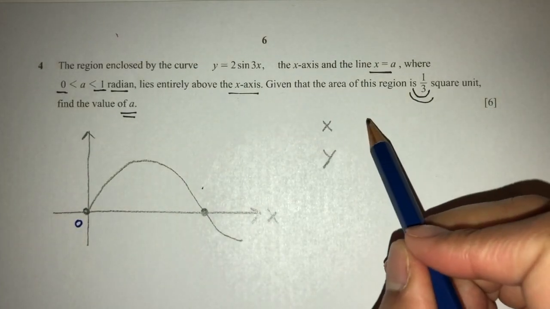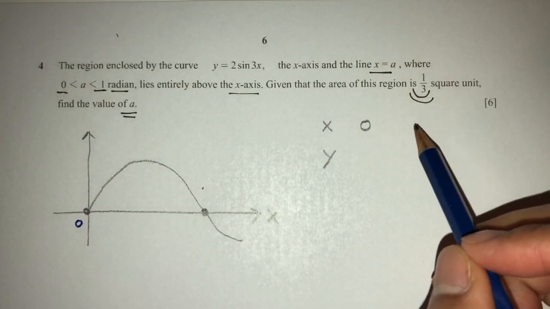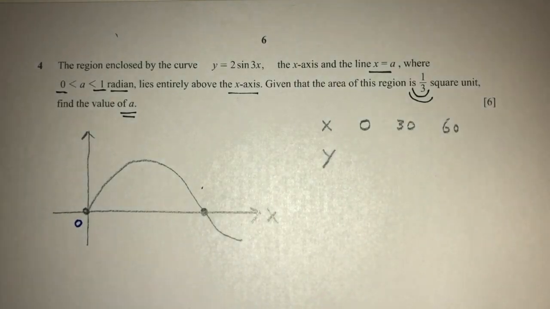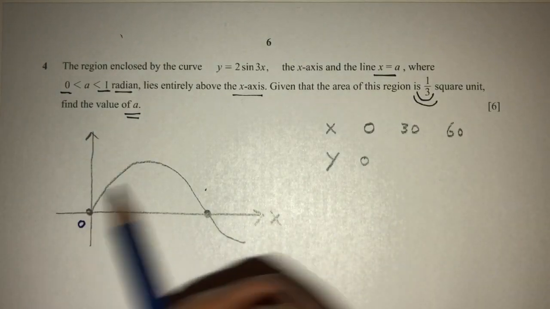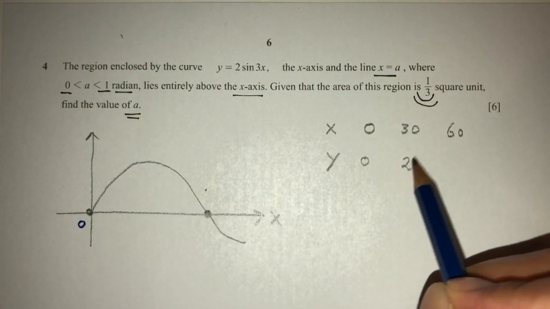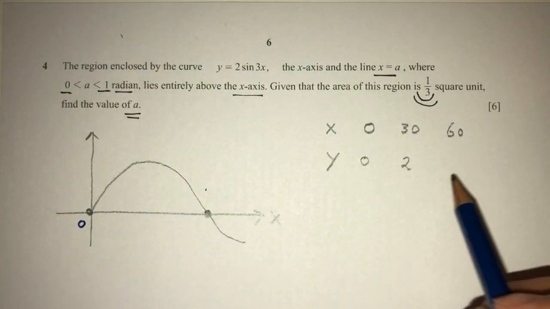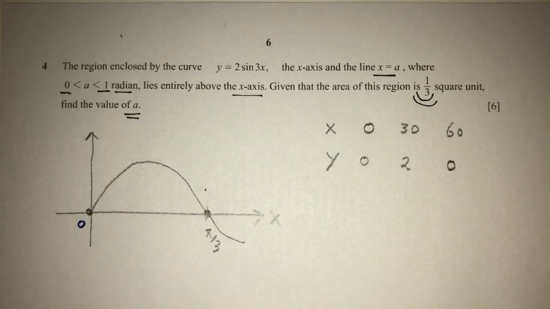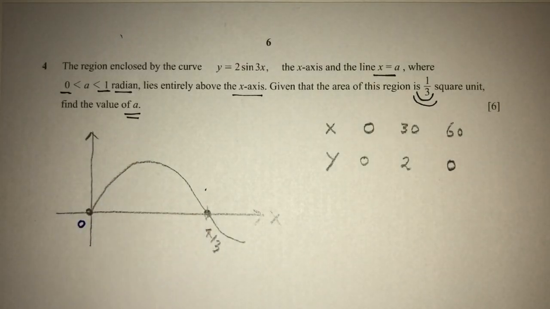Anyways, first begin with a value of 0. Then we can choose any values that we want. We can try 30 and 60. Let's see what happens. At 0, the value will be 0, which is this point. At 30, the value will be 2. And then at 60, it will be 0 again. So this is 60 degrees, which is pi by 3. And this is 0. So this is the area above the x-axis.